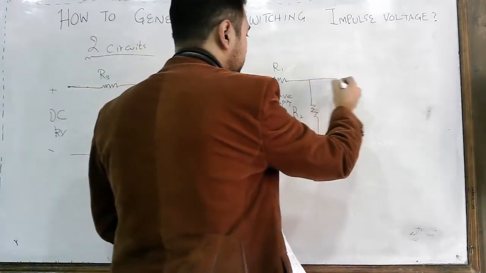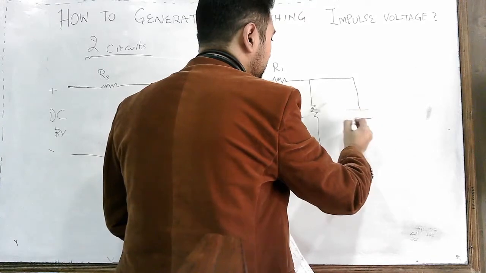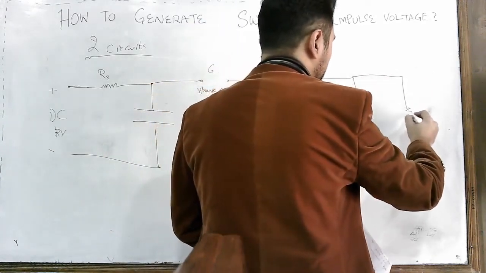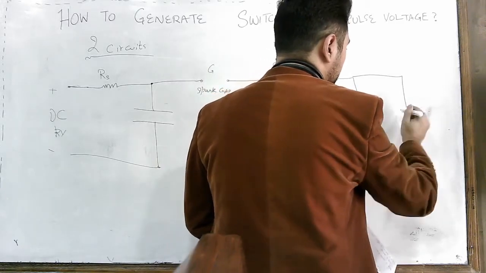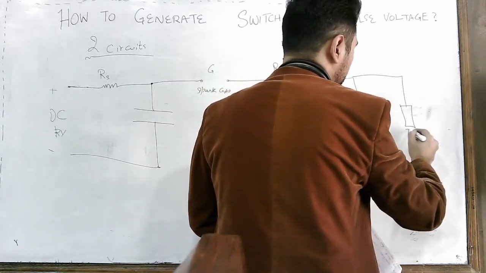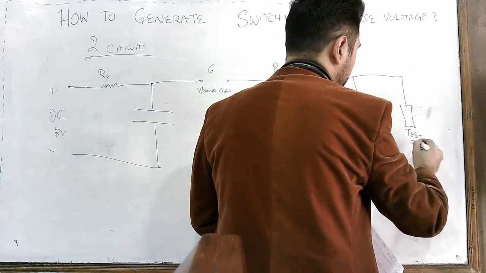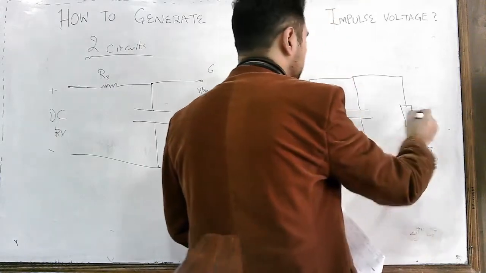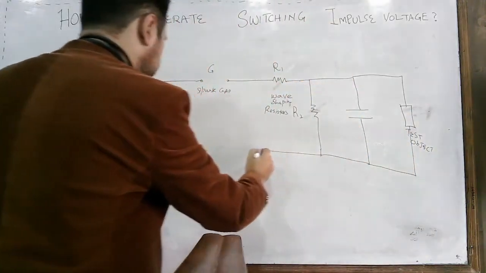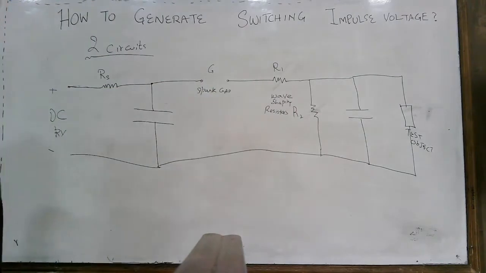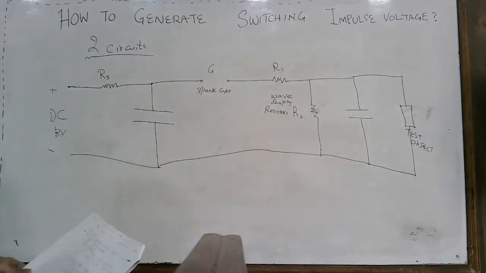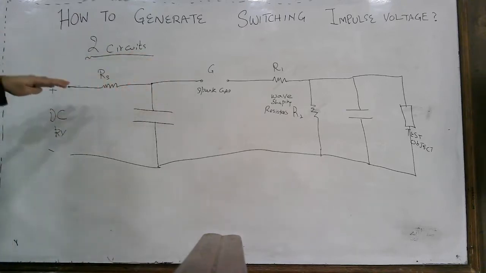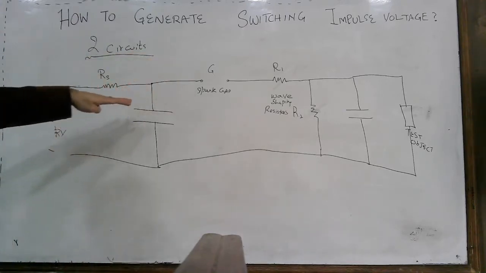and then we have an output capacitor and the test object. This is our test object. This is the simplified circuit, the first circuit, and here you have the spark gap.